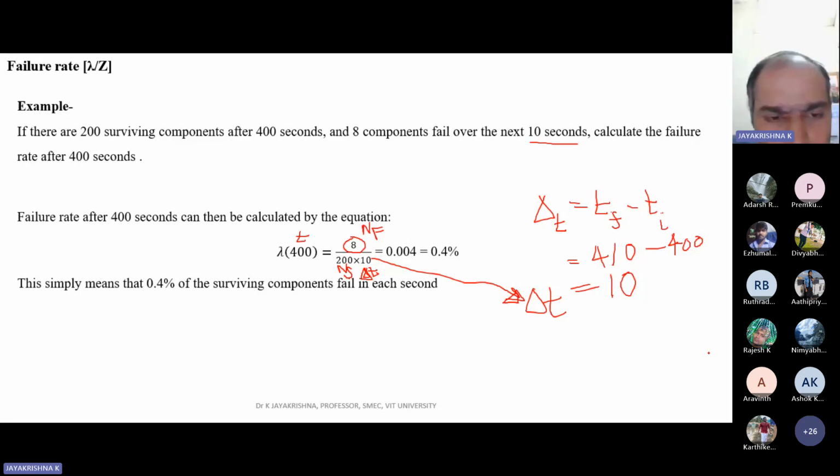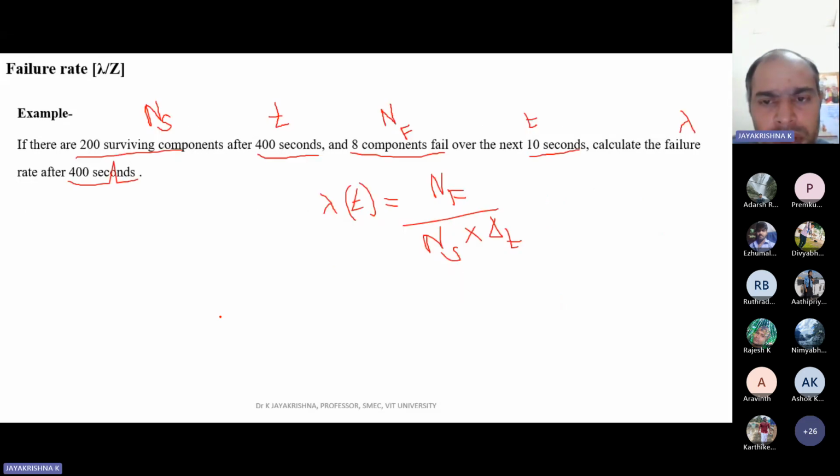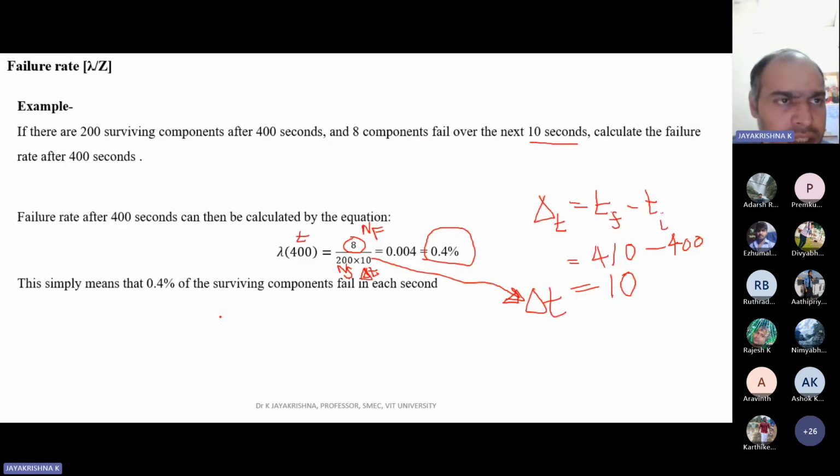Yes, sir. Okay. So that's why we say the failure rate of this component is 0.4 percent. That simply means 0.4 percent of the surviving components fail each second. So every second 0.4 components are going to fail. Will you be able to calculate the failure rate now using this formula, NF divided by NS into delta T? Okay.